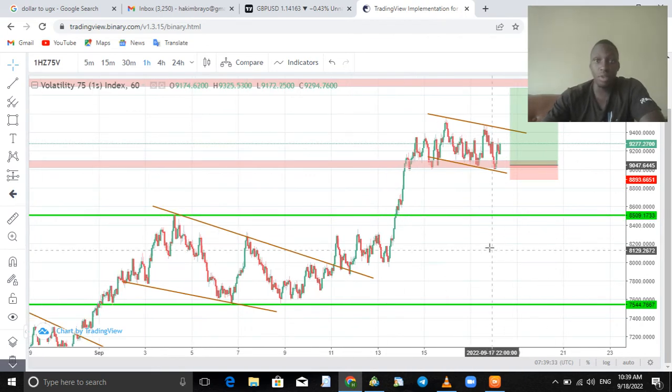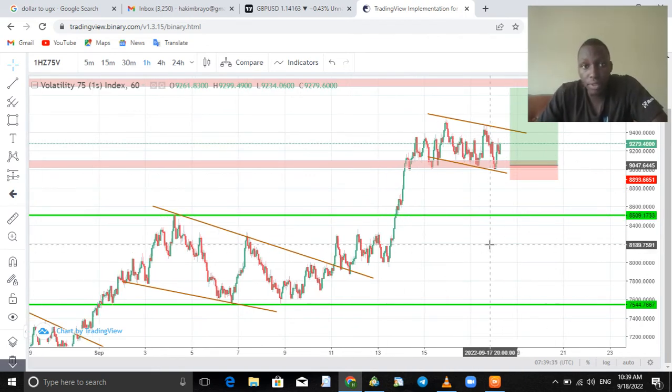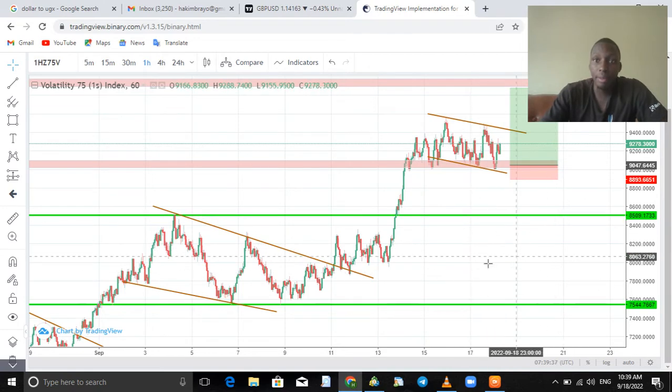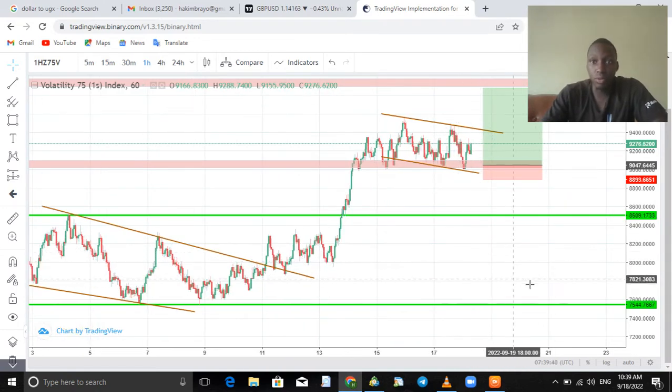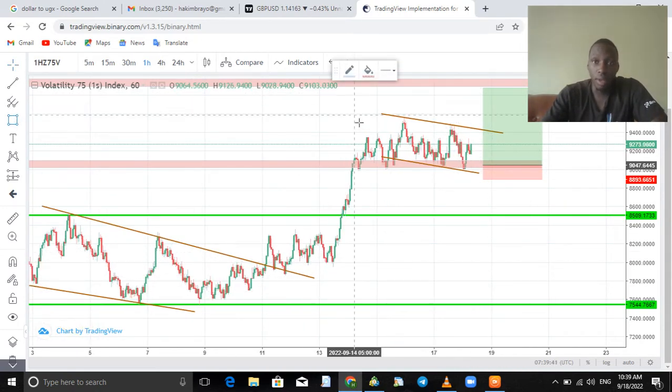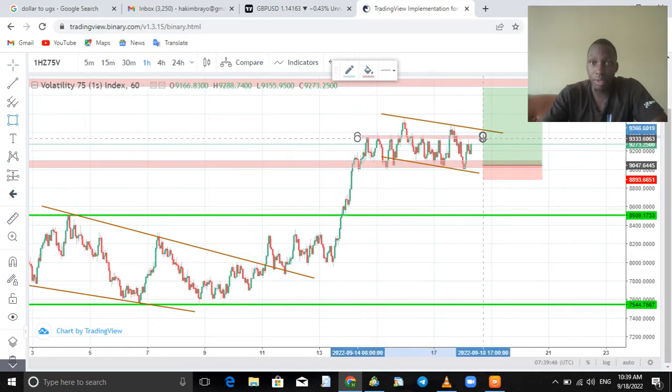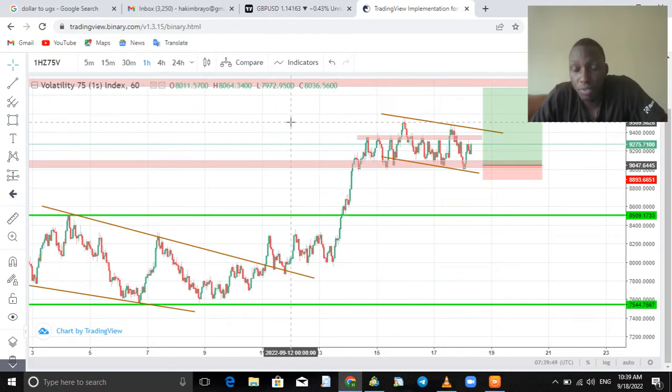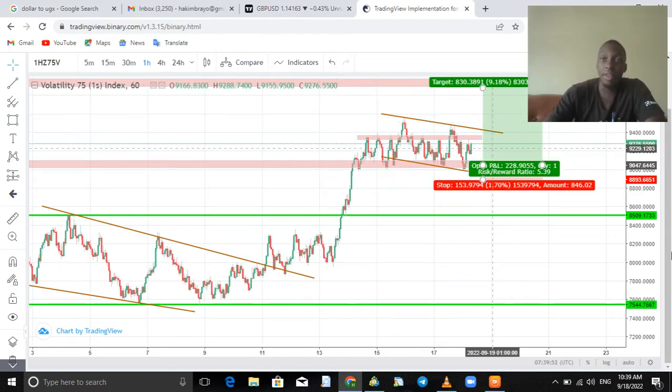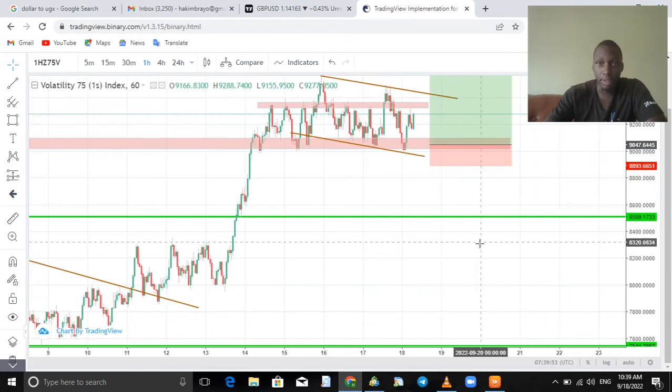Now for those who are trading volatility 75 1s at the moment, I think we advise you to focus on looking for buy entries. I can also see another zone here, so try as much as possible to cater for these zones because they are being respected by the market so many times.